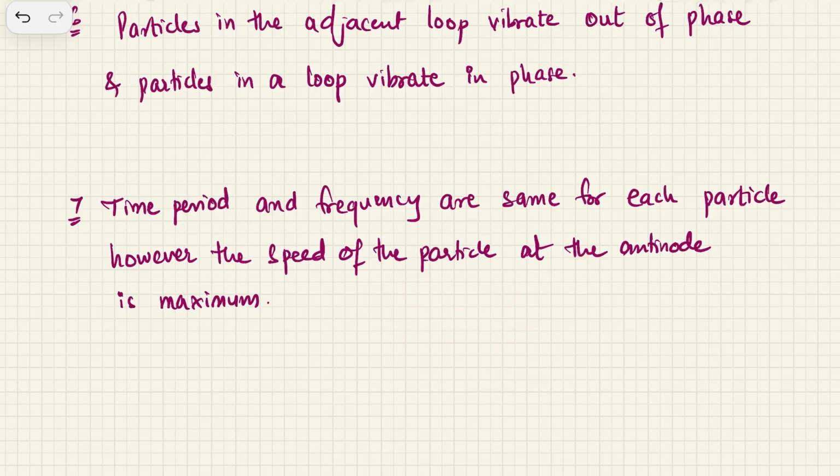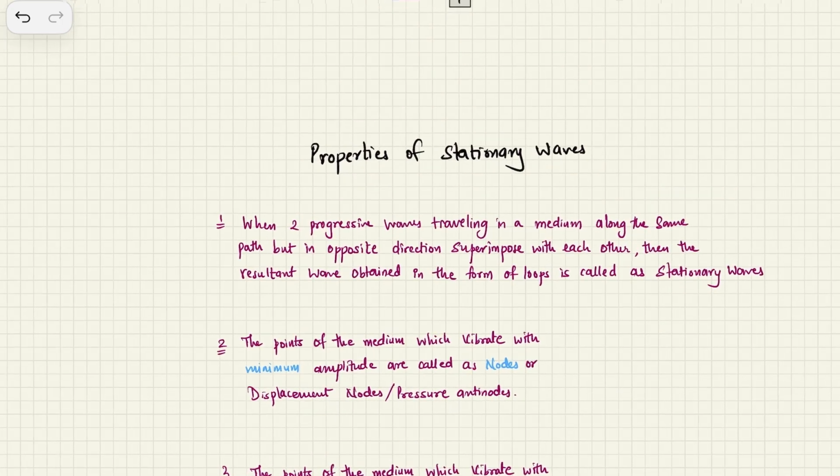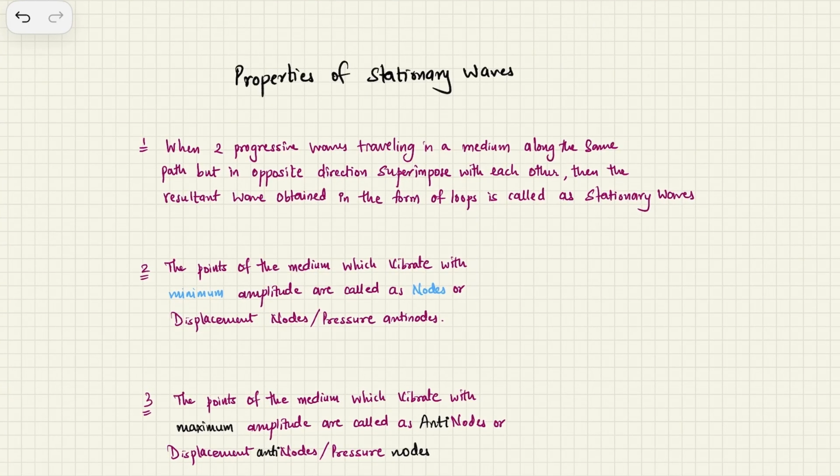So these are the 7 properties of stationary waves.